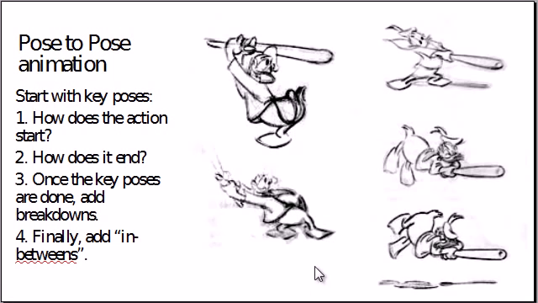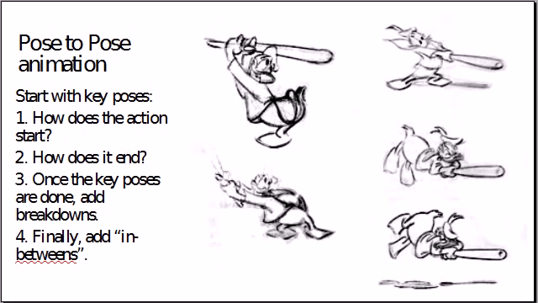This is taken from The Illusion of Life again. It's Donald trying to hit a baseball with a bat and not succeeding very well. In animation, we start with key poses, which are the main storytelling drawings, and then you add the breakdown positions, which are the kind of halfway poses in between, and then finally you add the little in-betweens at the end.